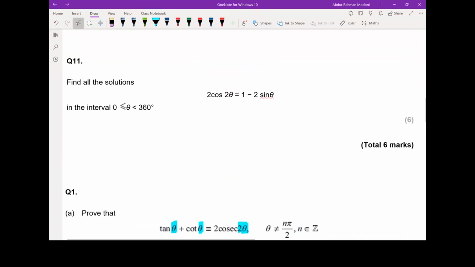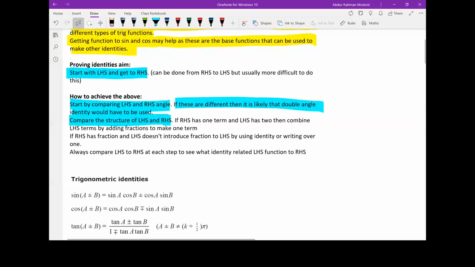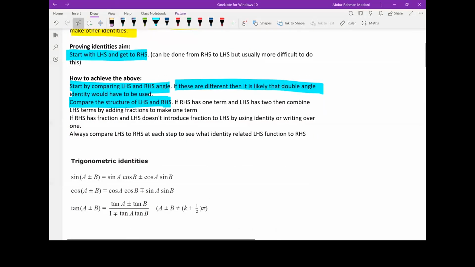So this is kind of referring to the point which I've just made about comparing the structure of the left-hand side to the right-hand side.